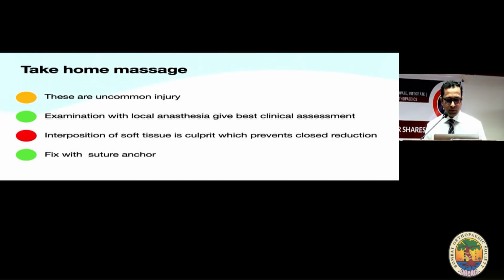So to summarize, these are uncommon injuries. Give local anesthesia, a finger block. You can assess them clinically very properly, and you can plan the treatment based on your examination. Whenever you attempt closed reduction and they are stable, you can start early range of motion with taping. If not reduced, do a local ultrasound, the best non-invasive thing you can do, go through the mid-axial approach and fix with a micro anchor. You can have good results. Thank you.